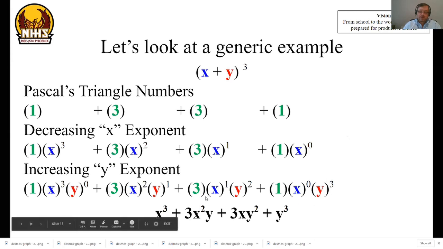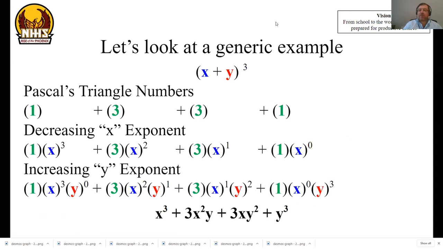And the final answer, you can see what I did. All I took is anything to the 0 power is 1. 1 times 1 is 1, x cubed. That's how I got the x cubed. Then y to the 1st power, x squared and 3. That's how I got the second term. 3 times x to the 1st, y squared. Then 1, x to the 0 is 1, y cubed. So these are how we are expanding these.